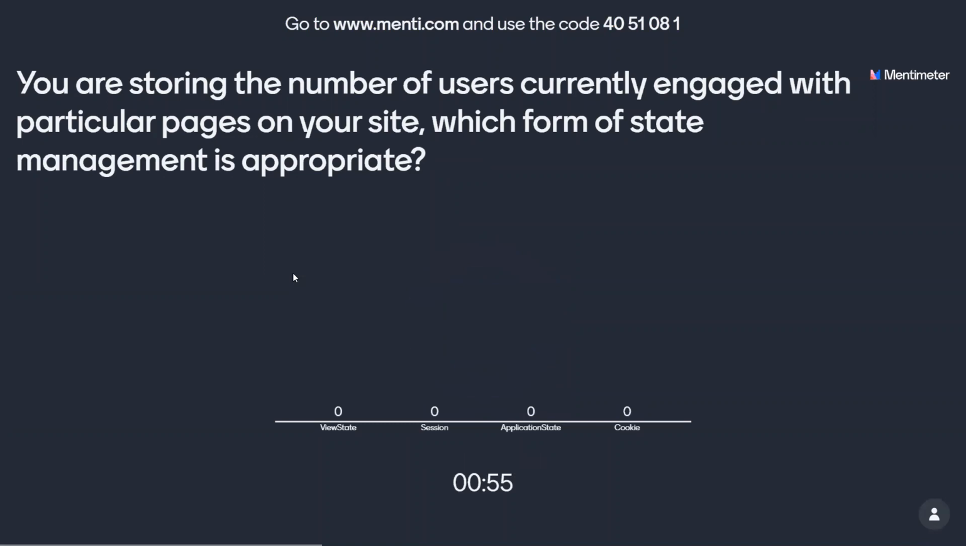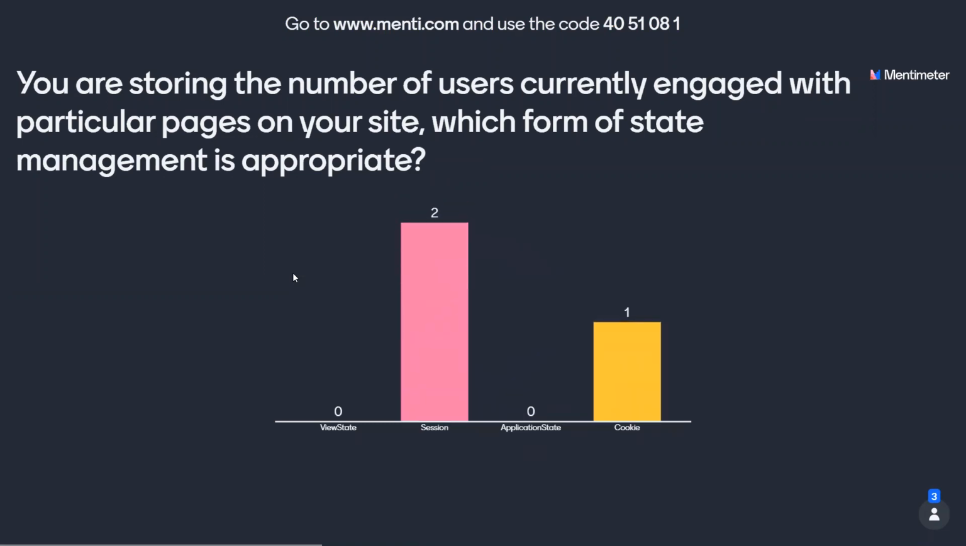Okay, don't let this throw you off. So the number of users currently engaged with parts of your site. Which form of state management would be useful where? Would we want to store this for every single user? But let's see. Interesting split, interesting split.